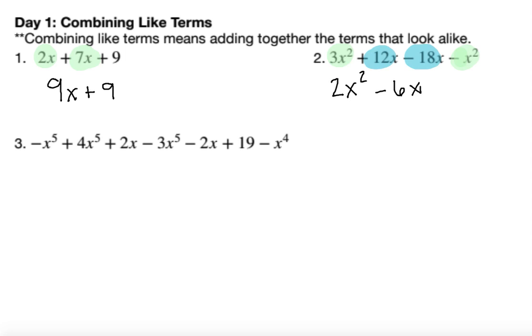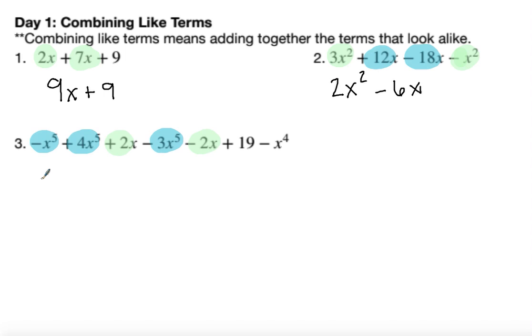In number 3, I've got negative x to the 5th plus 4x to the 5th plus 2x minus 3x to the 5th minus 2x plus 19 minus x to the 4th. So I've got like terms in my x to the 5ths, and then my x's, and then my 19 and my negative x to the 4th don't have like terms.